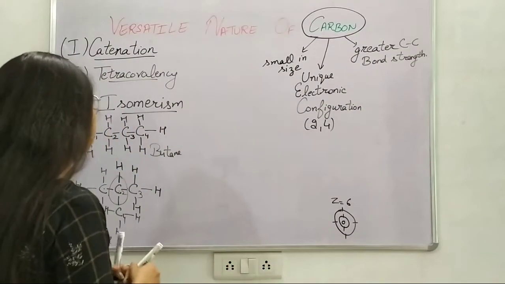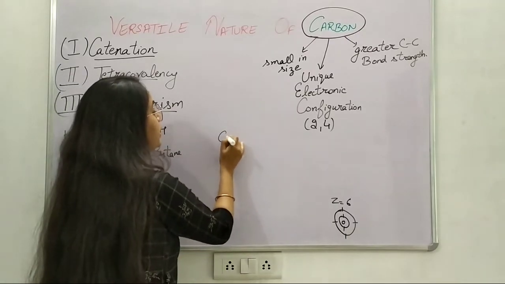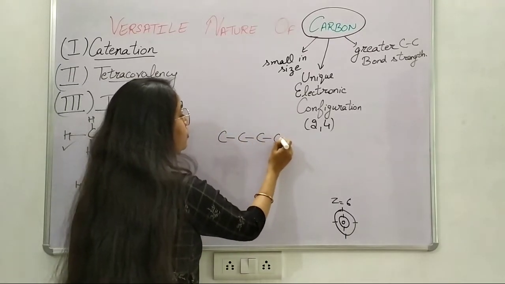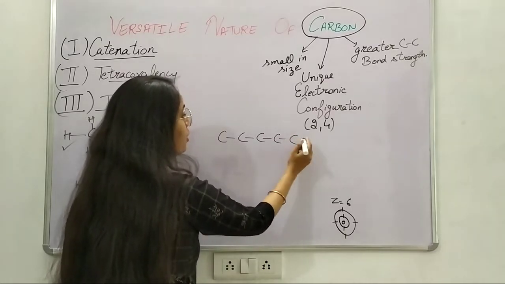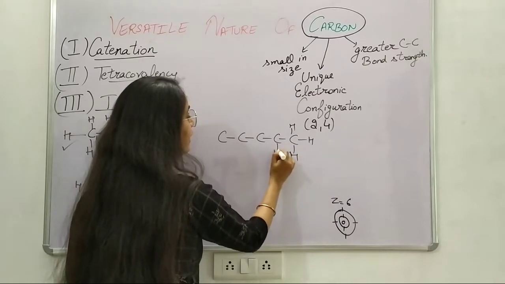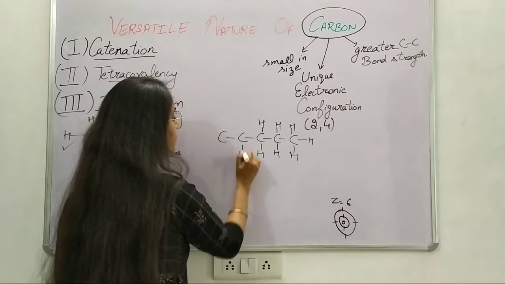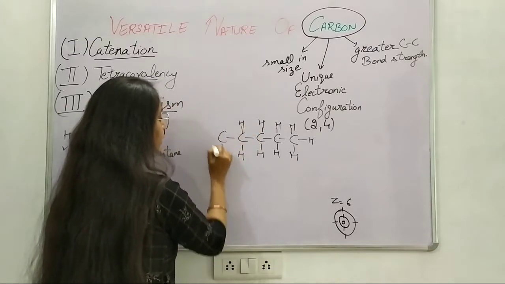Let us talk about butane and then pentane. 1, 2, 3, 4, 5. This is how you will write pentane. The very common way of writing pentane.